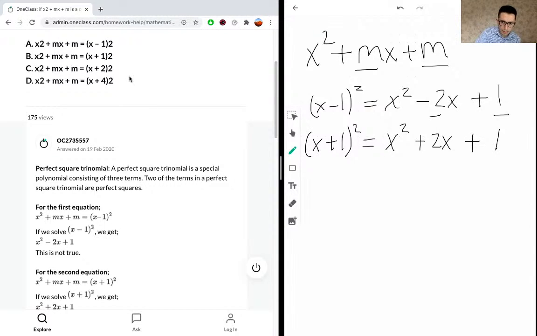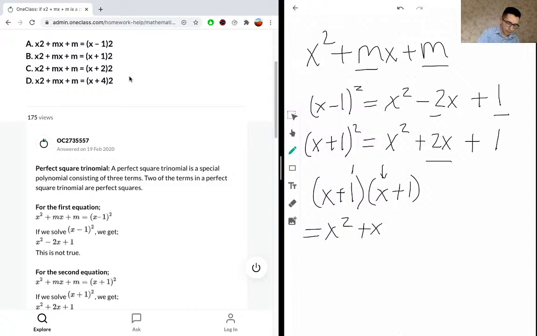So just to give you a better description of why it's 2 times x times 1, we can expand it out the normal way, or the long process. So we can see that x plus 1 times x plus 1, so x times x is x squared. X times 1 is 1x, so it would just be x. And then 1 times x is x. And then 1 times 1 is just 1. So you can see how it gives us the final. We're just using a shortcut to get the middle term.